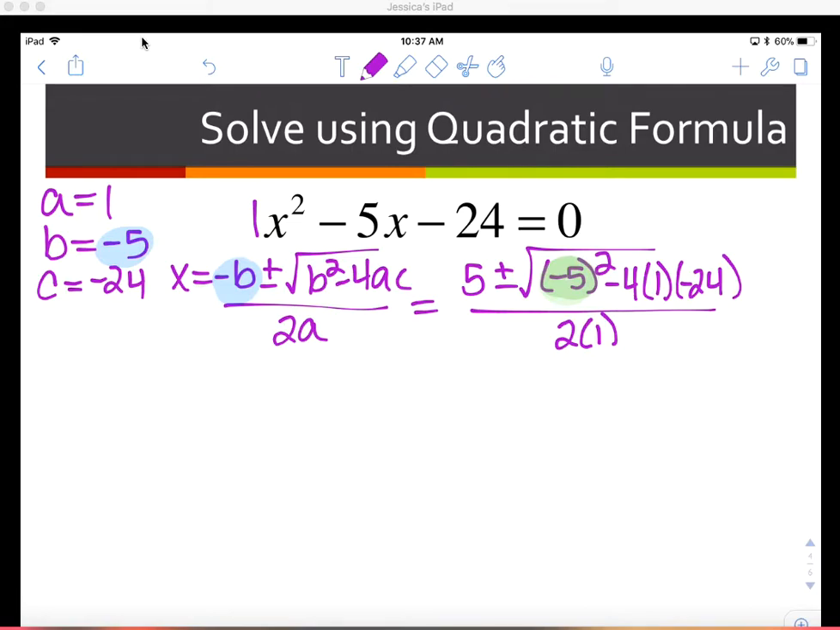Negative 5 squared gives us positive 25. And negative 4 times 1 times negative 24, you have to be super careful with your signs there. Whenever you multiply those three things together, you will get positive 96.